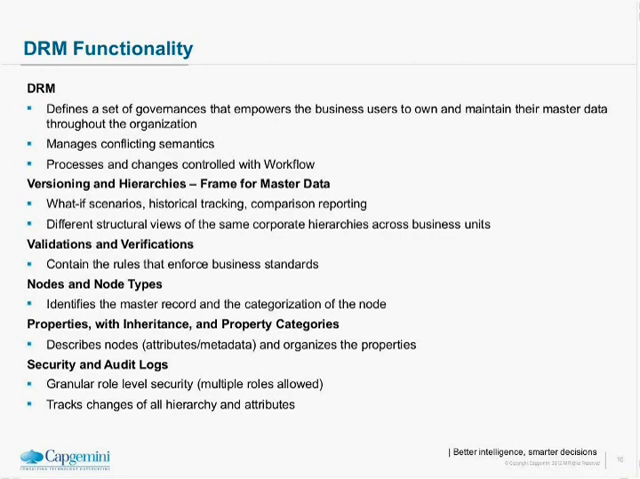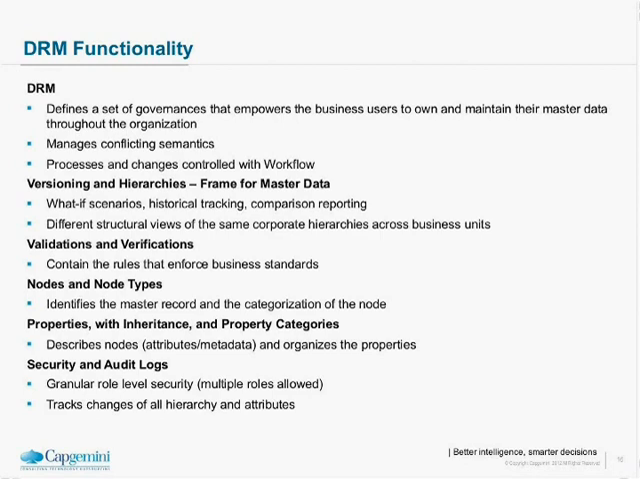Versioning and hierarchies. What-if scenarios can be taken care of. Historical tracking. We have comparison reporting that's available. DRM has some extremely strong functions in its versioning hierarchies to allow lots of different situations going on with your analysis that don't affect your actual working production version and hierarchies. So there are different structural views of the same corporate hierarchies across business units.